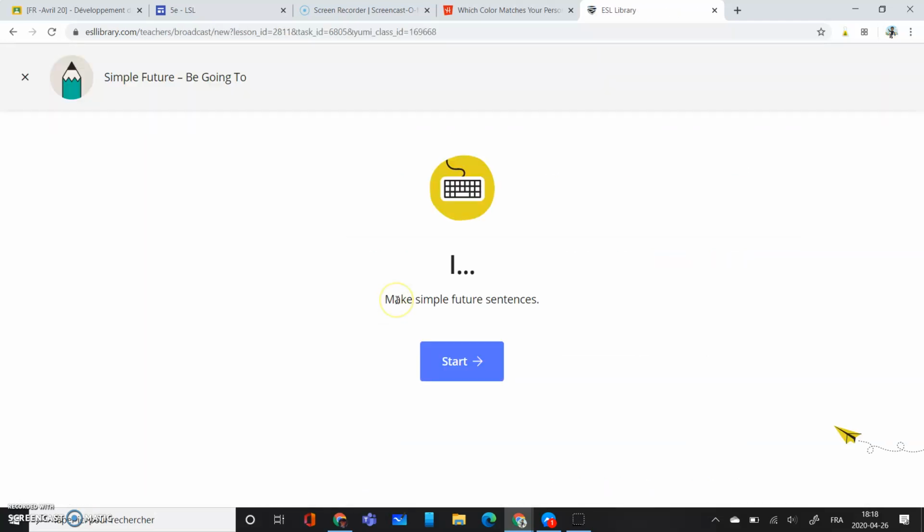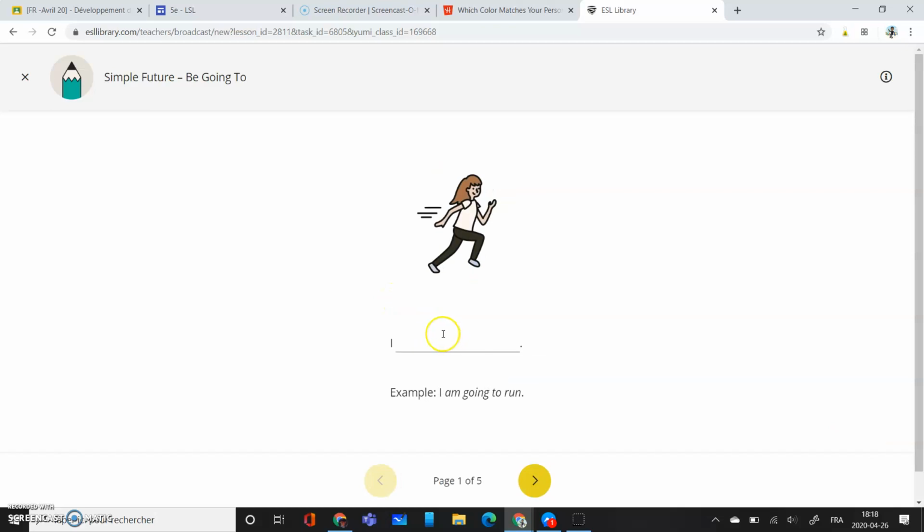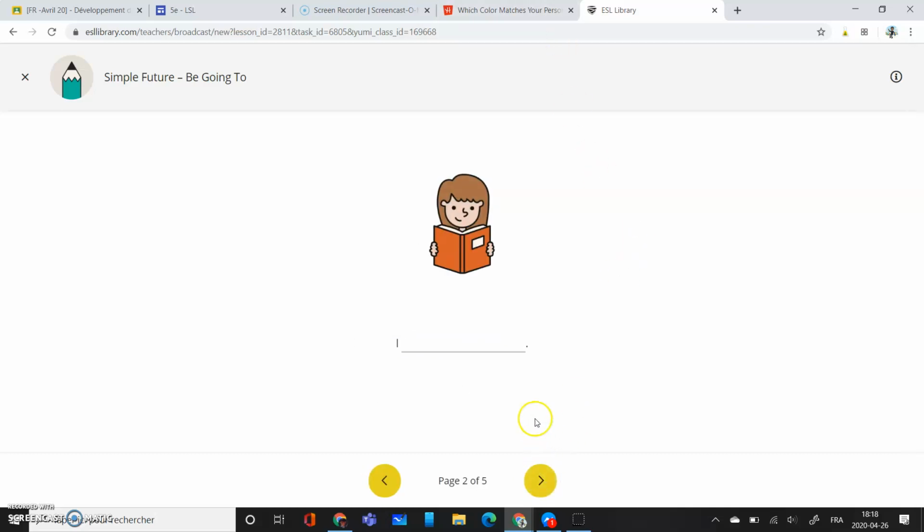So let's have a look at I. So for example, make a simple future sentence. I, for example, I am going to run. So you write, I am going to run. Let's have a look at the next one. What is this one? You already know the other verbs.